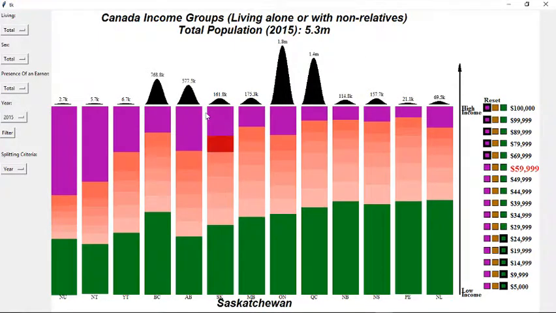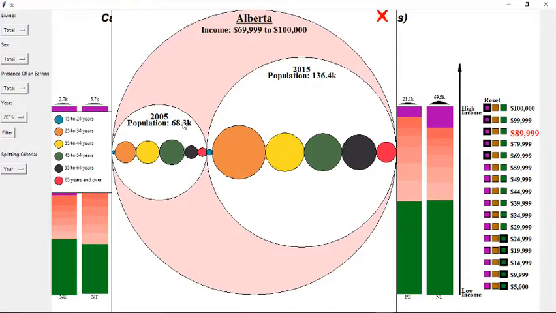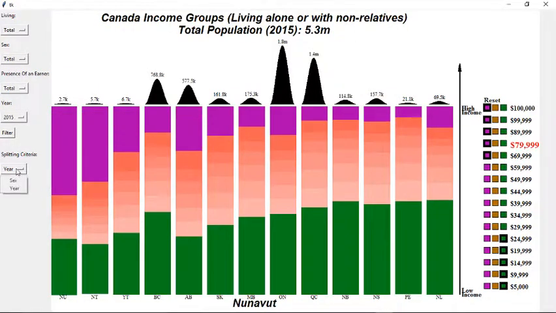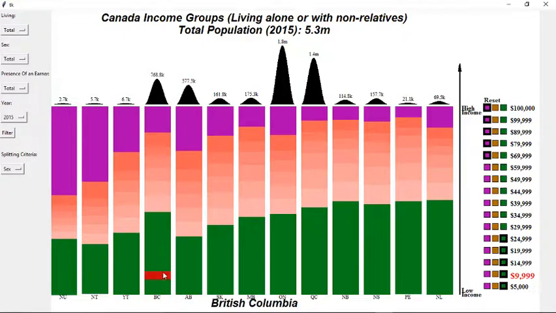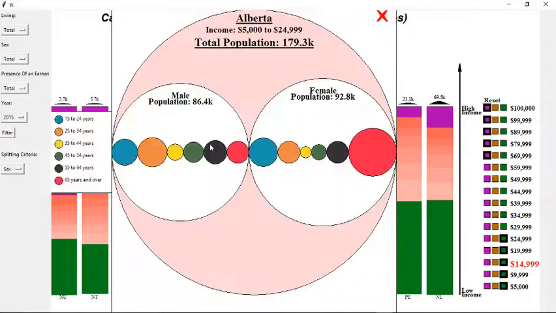If I look at Alberta, you can also get an idea about this one. If I click on this one, it says that in Alberta's high income groups, males dominate over females. If I click on this one, you can see it's dominated by female rather than male. So in the low income distribution there are more females, and in the higher income distribution more males are present.